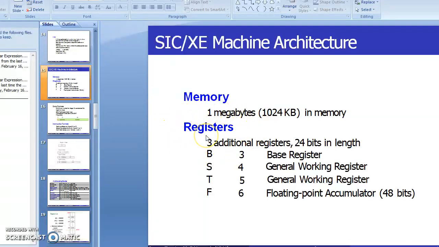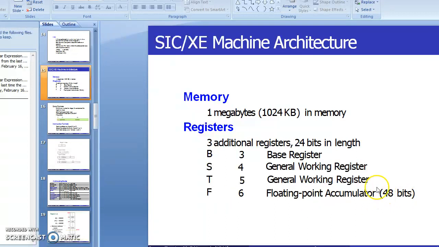The second machine architecture element is registers. In SIC, all registers are 24 bits in length. There are 5 registers we use in SIC. Number 1, A, accumulator, X, index, then L, linkage register, then PC, program counter, and the last one, SW, status word. Along with these 5 registers, here we include additional elements. There are 3 additional registers. Number 1, B, which represents the base register. Then general purpose registers. There are 2 general purpose registers, called S and T. The last one is called F. F represents the floating point accumulator.